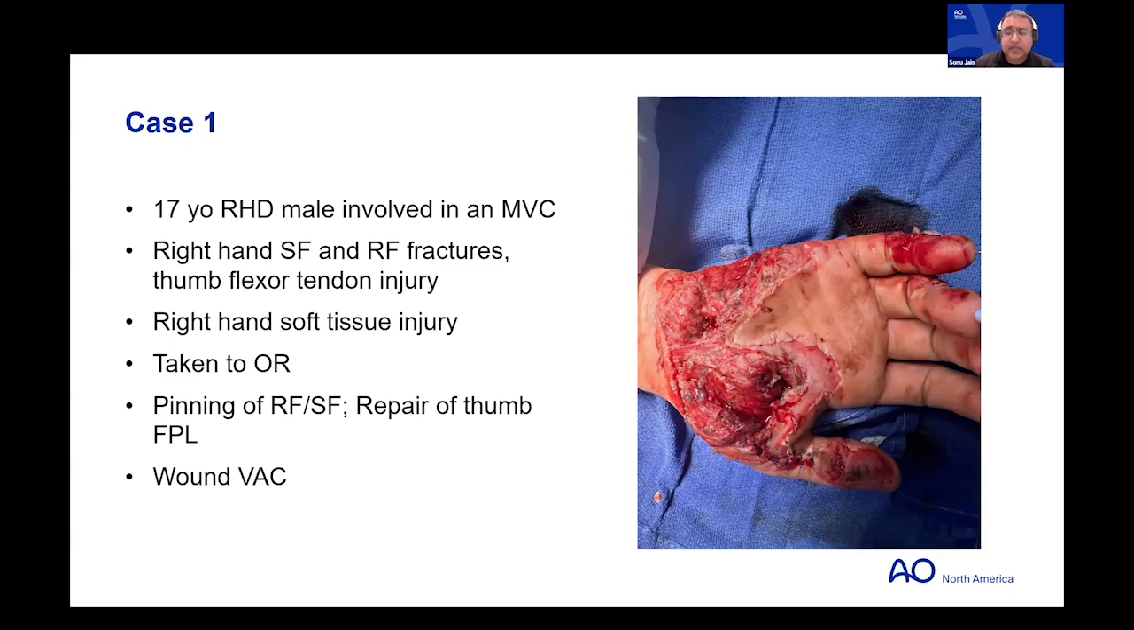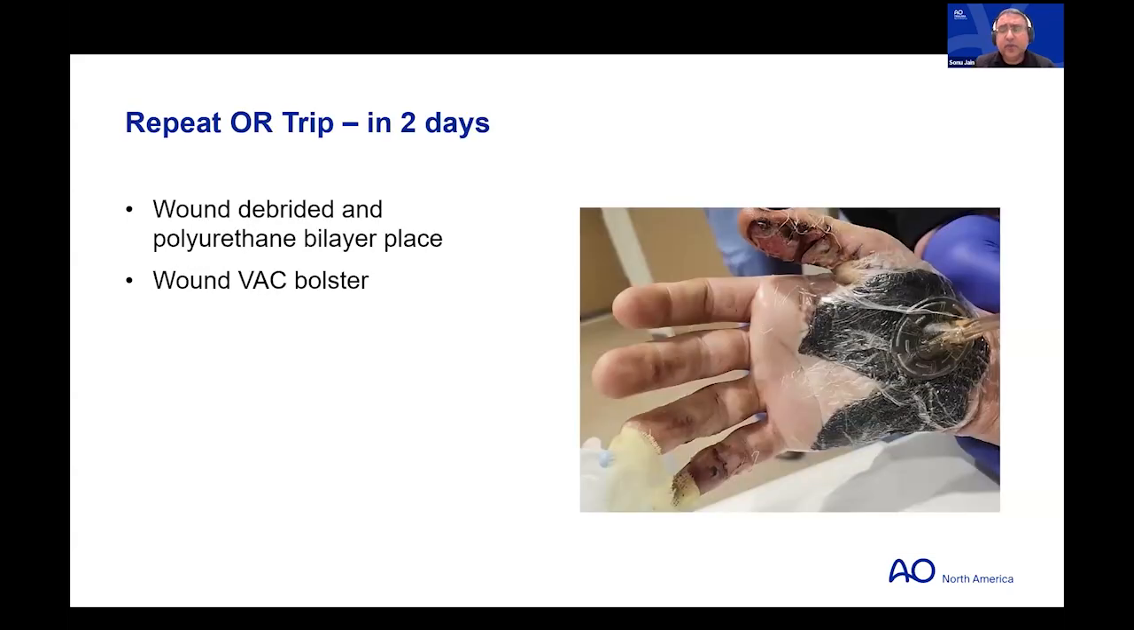Again, this is a good time to put a negative pressure dressing. Then he went to the OR again and was debrided again. At this point, it was good enough to really put the bilayer. Underneath this, you can see our bilayer, and on the thumb, I put a bilayer there, but I did not put any bolster there. That was just stapled in place. But on the palm, I did put a negative pressure dressing on there as a bolster.